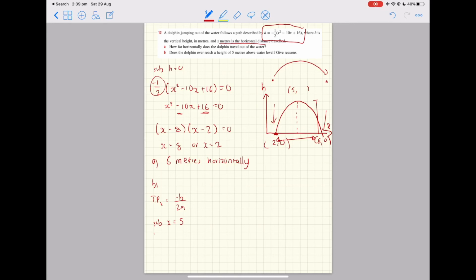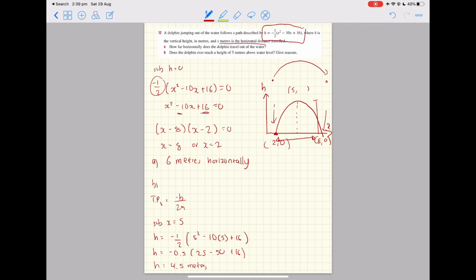If I do this, h would equal -½(5)² - 10(5) + 16. I'll simplify this, so h is equal to -0.5(25) - 50 + 16, and then just put this all into the calculator. If you do this, your h value should equal 4.5 meters. Now that is the maximum height that the dolphin can jump up in the air.